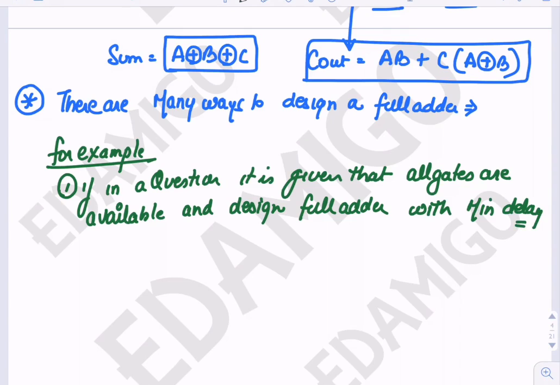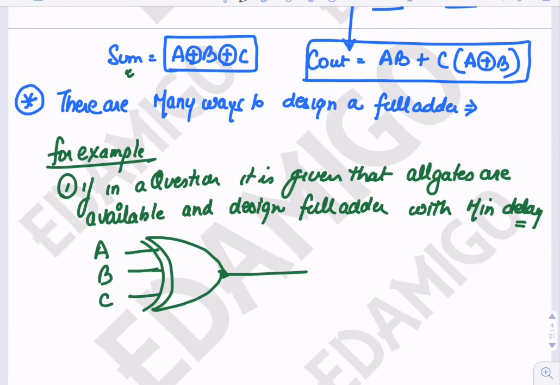In this case, for example, if we have a 3-input XOR gate, with A, B and C given as input, there is no restriction given to us, since all gates are available. So here we can see that A XOR B XOR C, that is the sum, we can get in one gate delay only, because we have used only a single gate here.